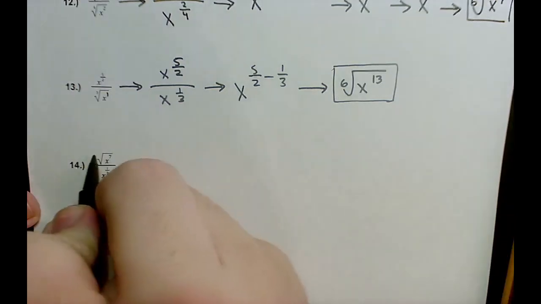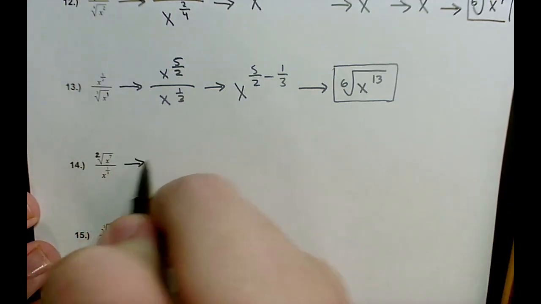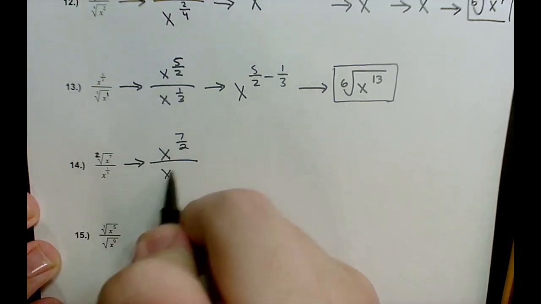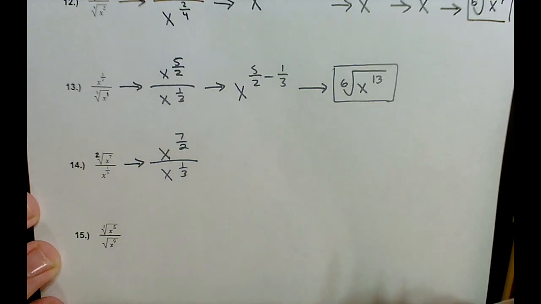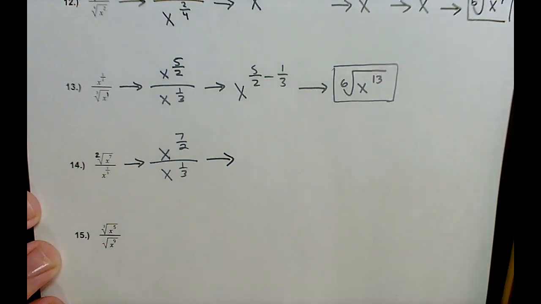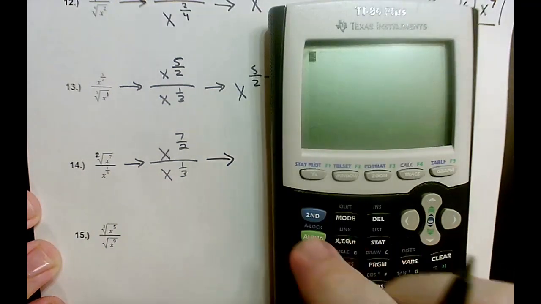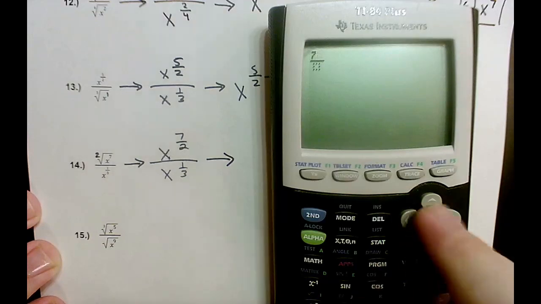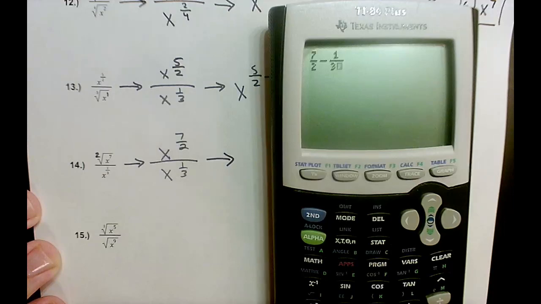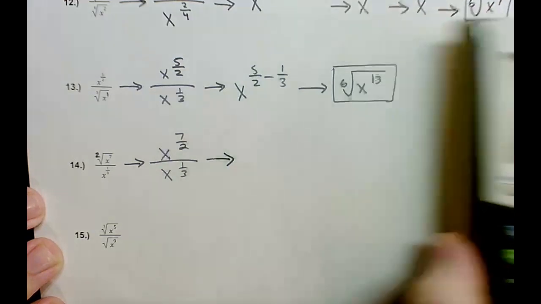Okay, number 14, we've got the square root of x to the 7th. So it's going to be x to the 7 over 2 power divided by x to the 1/3 power. Now I'm going to go ahead and just type 7 over 2 minus 1 over 3 into my calculator. Hit enter, and it goes ahead and gives me 19 over 6. I can skip straight to the radical and say the 6th root of x to the 19th power.